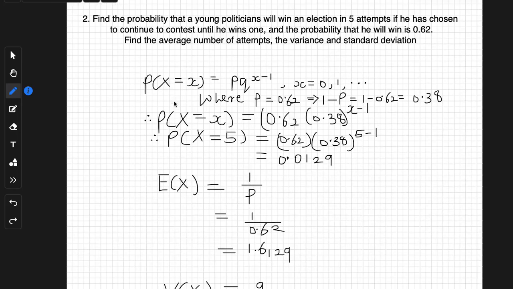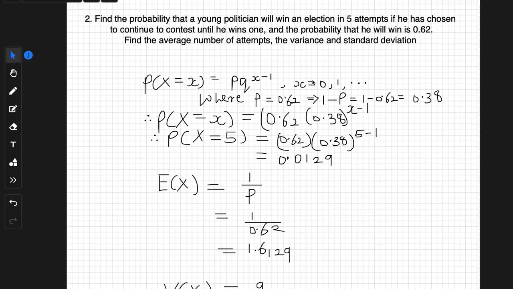All right, so let's take another example. Find the probability that a young politician will win an election in 5 attempts if he has chosen to continue to contest until he wins one.